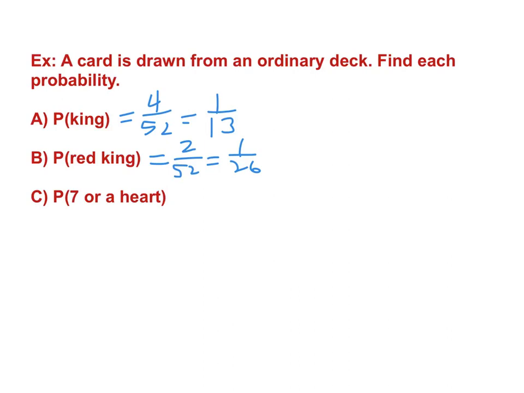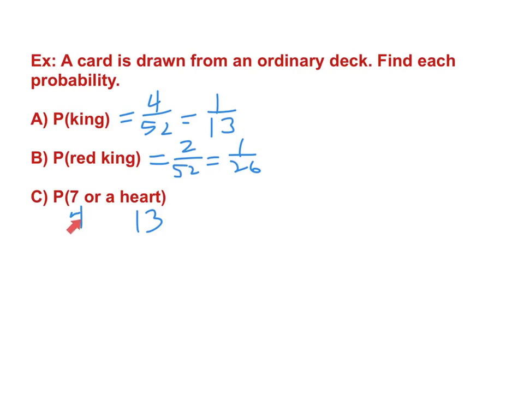Now, for this one, the key word here is "or." There's 4 sevens in a deck. How many hearts are in a deck? 13. So is it 17 out of 52? It's 16, because one of the sevens is inclusive.